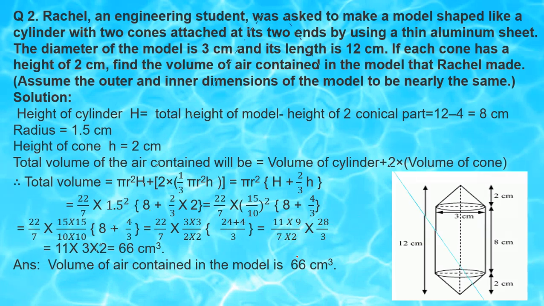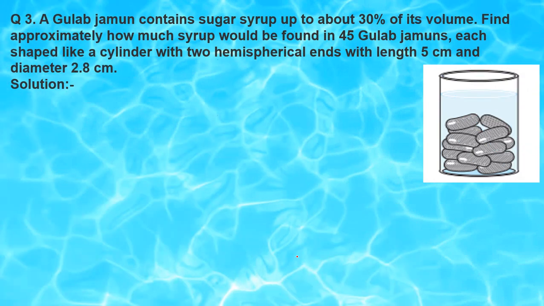Now let's take the next problem. A gulab jamun contains syrup up to about 30% of its volume. Find approximately how much syrup would be found in 45 gulab jamuns, each shaped like a cylinder with two hemispherical ends with length 5 cm and diameter 2.8 cm.